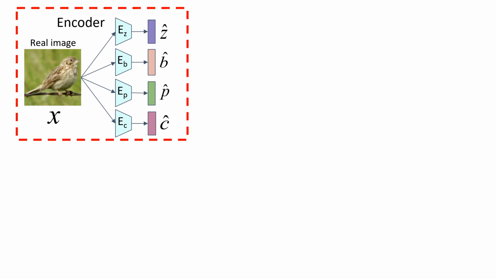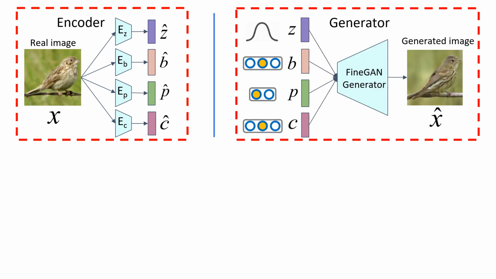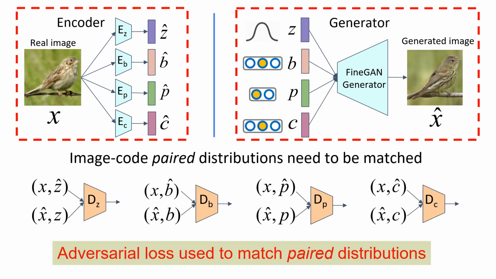Our model consists of 4 encoders to disentangle and encode different factors from real images, and a fine-grained generator to generate new images conditioned on the latent codes. We use adversarial learning to match the paired image code distributions between the encoder and the generator.